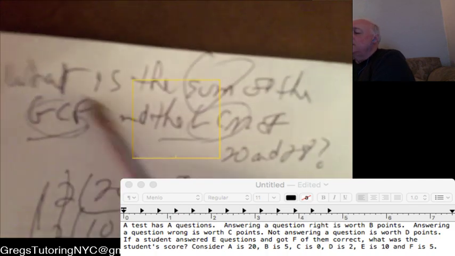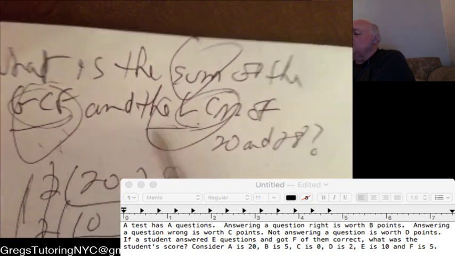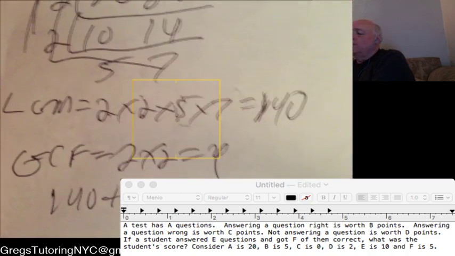They're asking to get each of these independently and just add them. It's the sum of two numbers. These are the two numbers. So we're going to get 140 and 4 and just add them up.